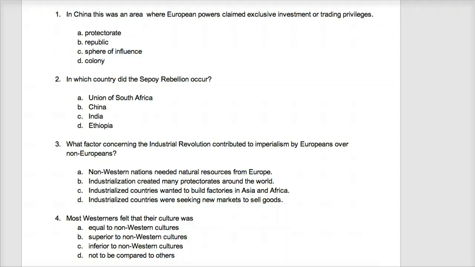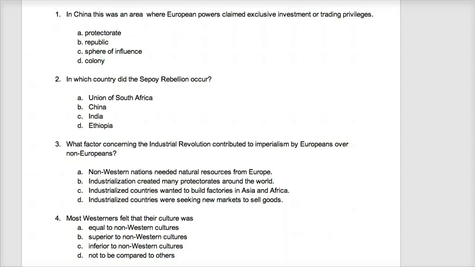Was it A. Non-Western nations needed natural resources from Europe? B. Industrialization created many protectorates around the world? C. Industrialized countries wanted to build factories in Asia and Africa? Or D. Industrialized countries were seeking new markets to sell goods?